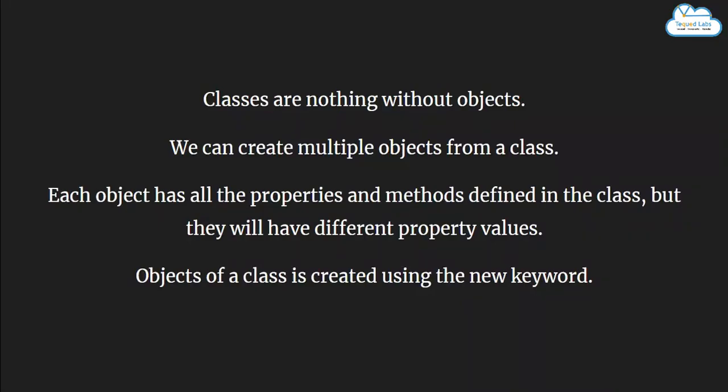Classes are nothing without objects. If they don't have any objects, a class doesn't make sense. We can create multiple objects from a class. Each object has all the properties and methods defined in the class, but they will have different property values. Now objects of a class are created using the new keyword. So let me show you how you create an object now.